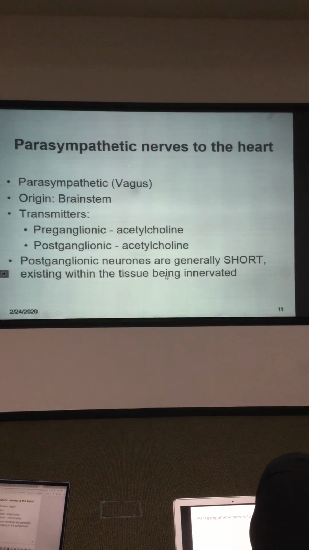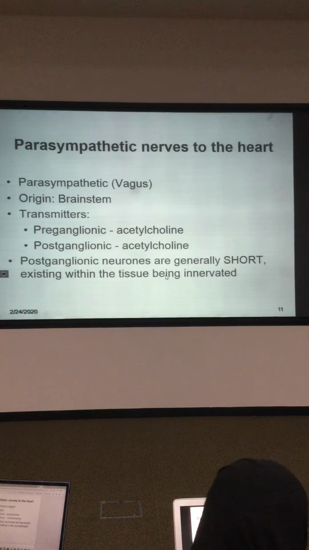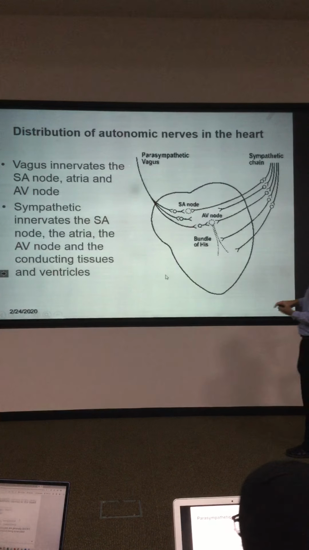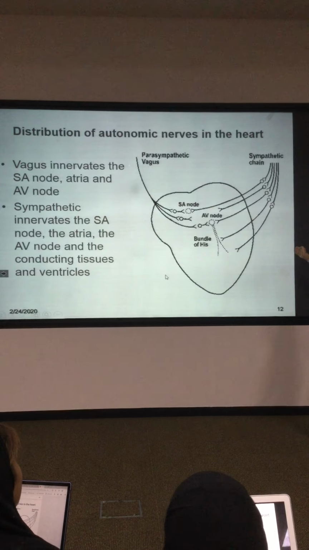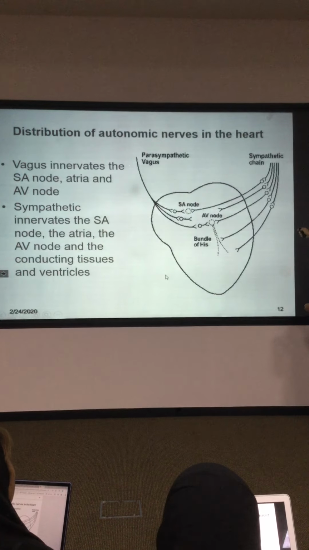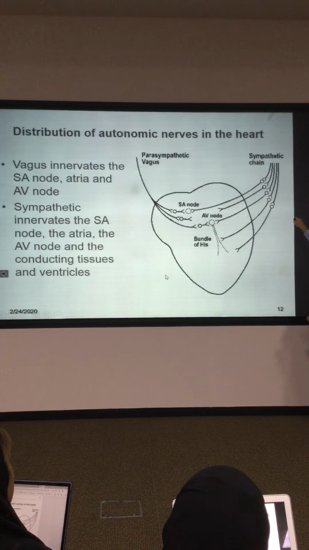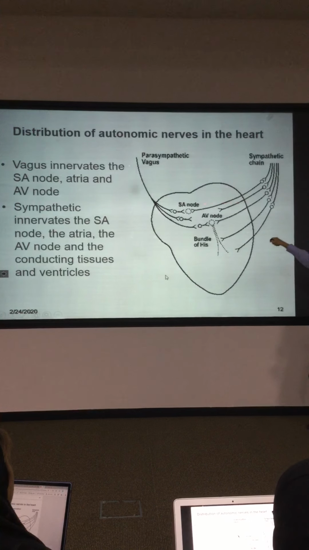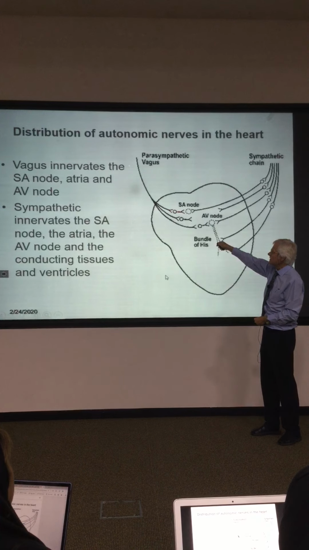So these are the parasympathetic transmitters, both acetylcholine, and the postganglionic neurons are generally short. If we look at that, here we've got the parasympathetic. Here we've got the sympathetic. Up here we've got the preganglionic. These are ganglia here. So this is preganglionic, this is postganglionic. And here we've got preganglionic and postganglionic.